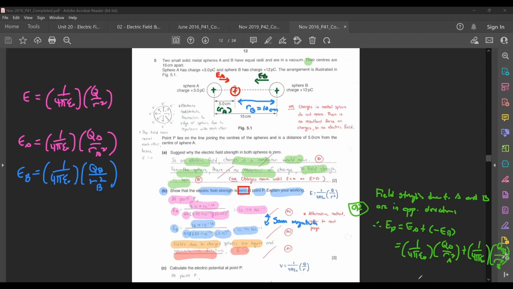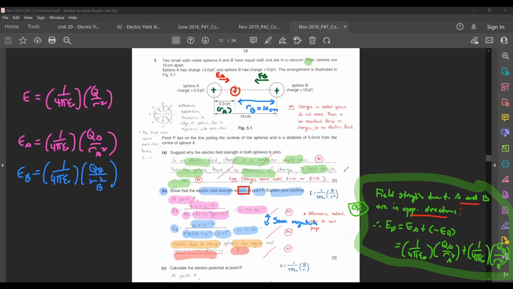Okay, this is another way of doing it. This one is more consistent with how I always find the resulting electric field strength. You can use this method too if you wanted to, but you need to specifically mention that the field strength due to A and B are in opposite directions. Okay, because I believe the marking scheme specifically wants to see this being mentioned. All right, so that's for this part.